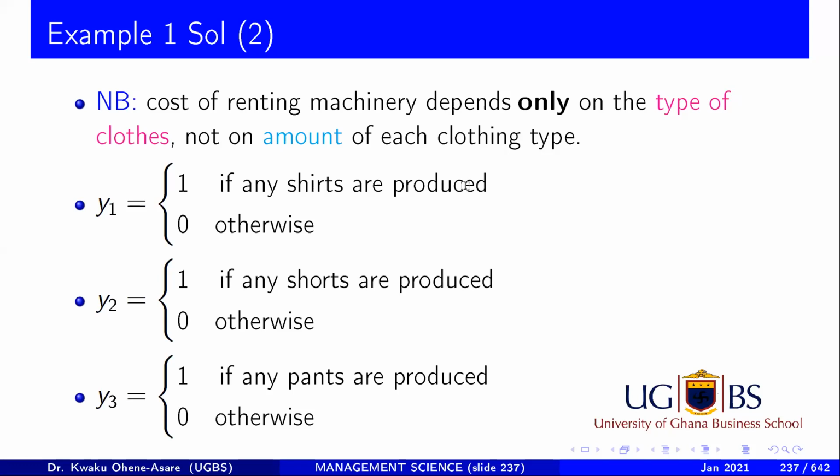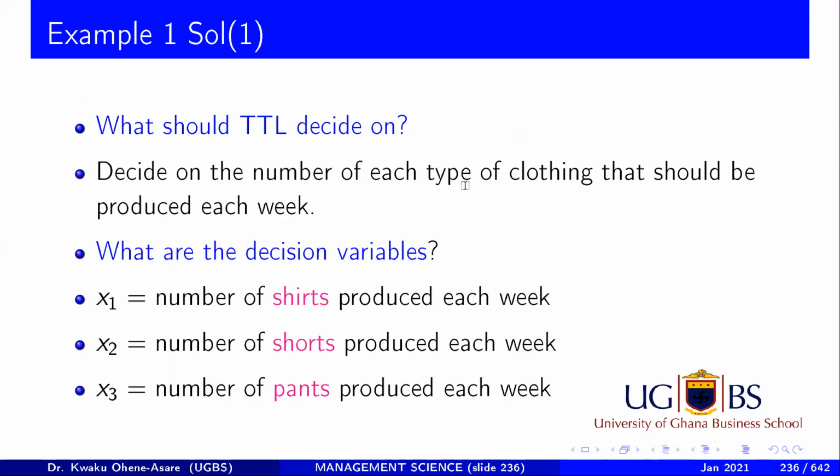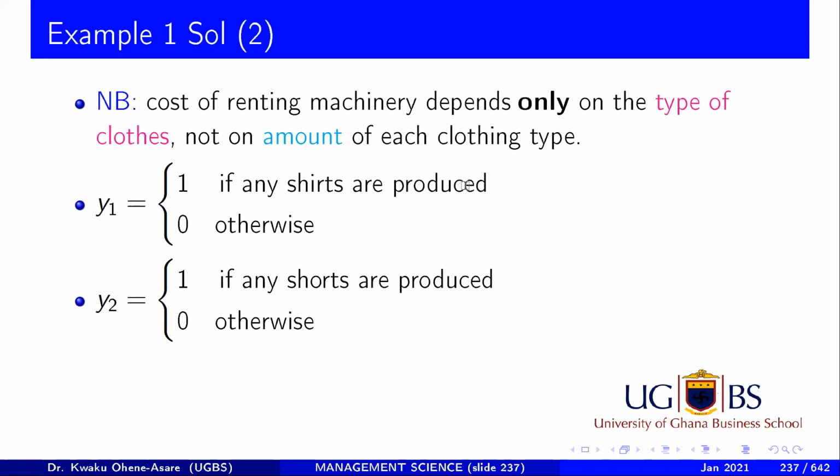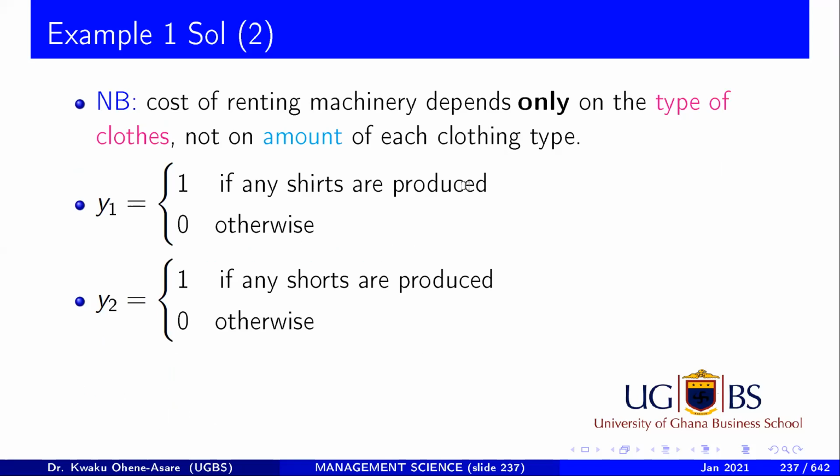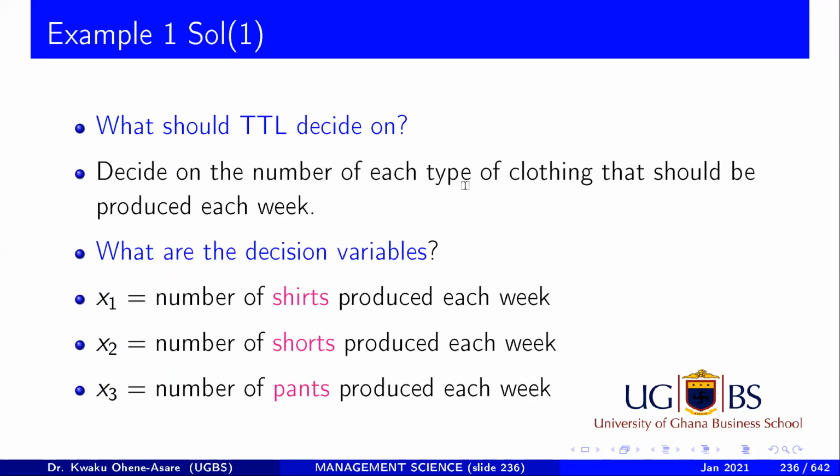This part is critical. There are two critical parts of what we're about to do. This is the first critical part, which I pray and hope you understand. So on the basis of that, our decision variables are X1, the number of shirts produced, X2, and X3, and then we have the binary variables as well. We are done with our decision variables, but we are now left to write our objective function.